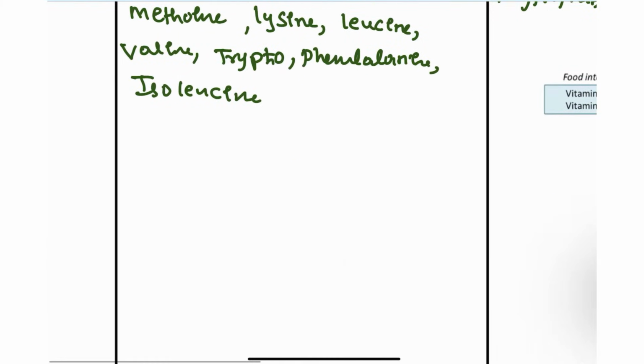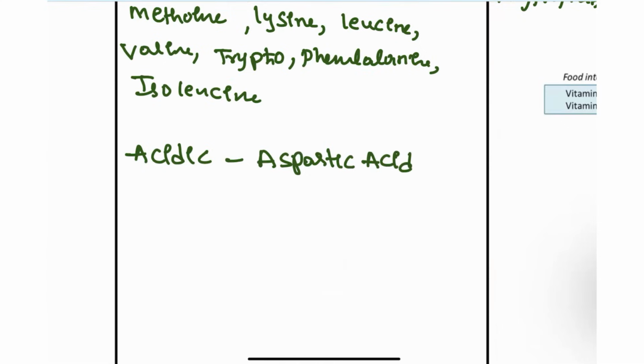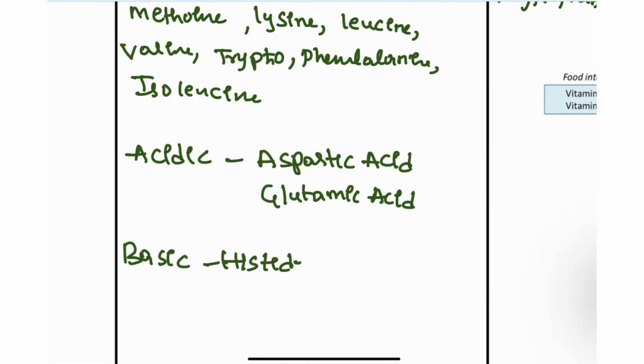Next, acidic and basic. Acidic amino acids are the ones that end with acid: aspartic acid and glutamic acid. And the basic ones are histidine, arginine, and lysine. These are the basic types.